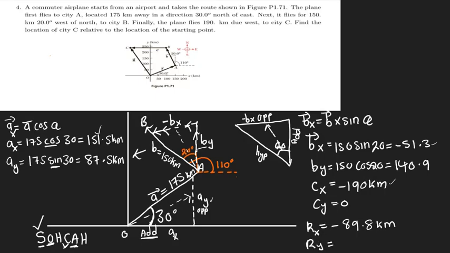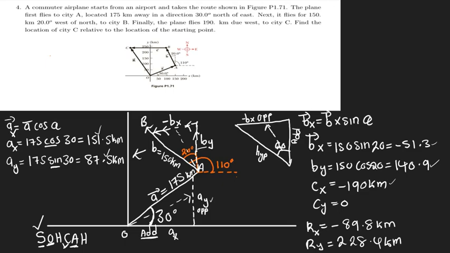Ry, we are going to add this guy here, 87.5 plus, then we add this guy here, 140.9, and we are going to get 228.4 kilometers.